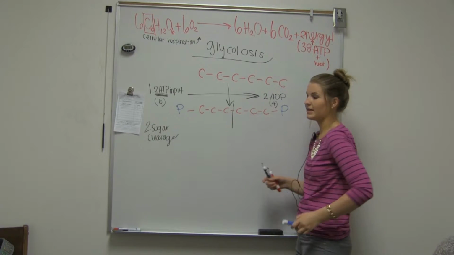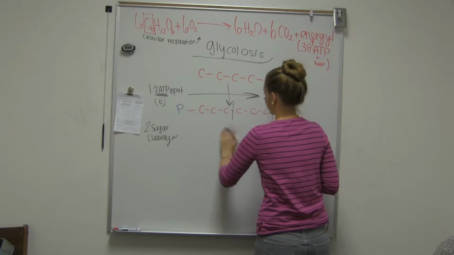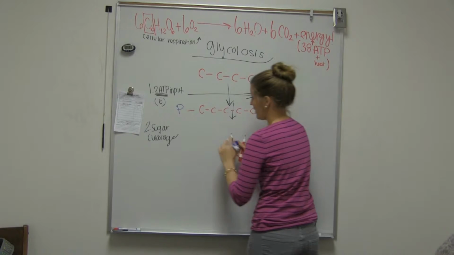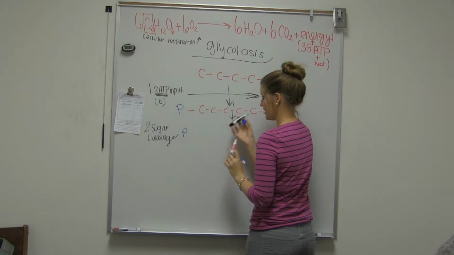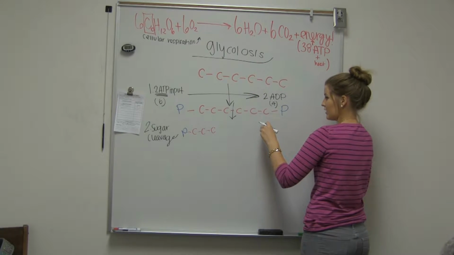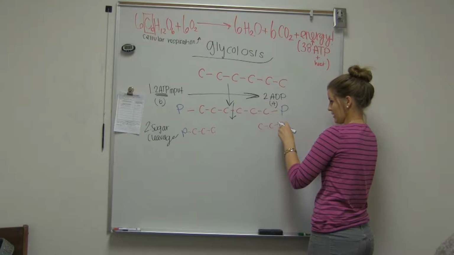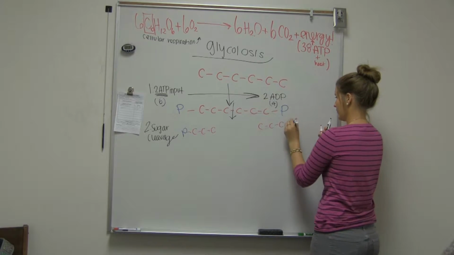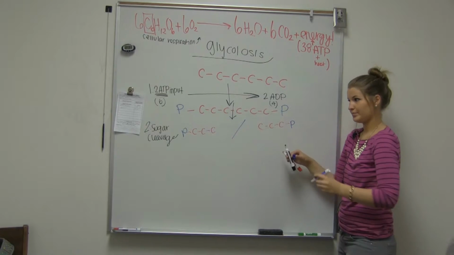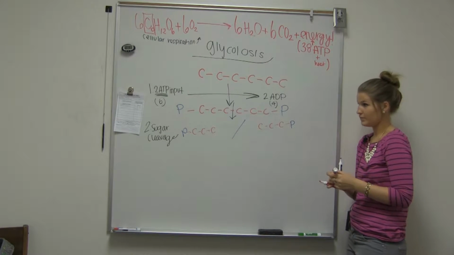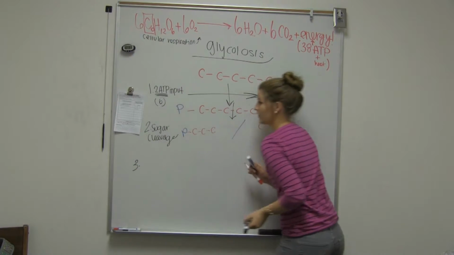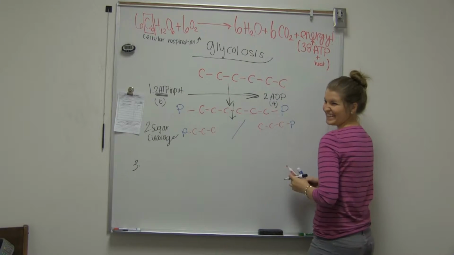Sugar cleavage, we're just breaking it into 2. So now we're going to have phosphate, carbon, carbon, carbon, and then over here, carbon, carbon, carbon, phosphate. We have 2 of them. And this would be fructose 6-phosphate.